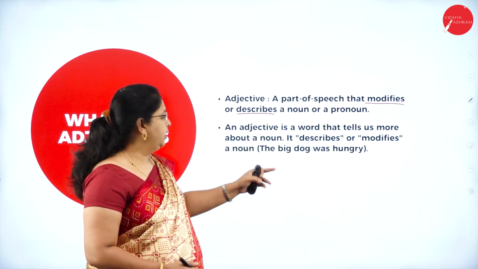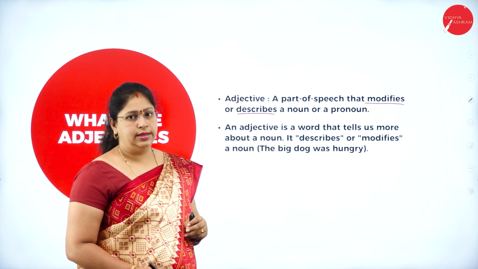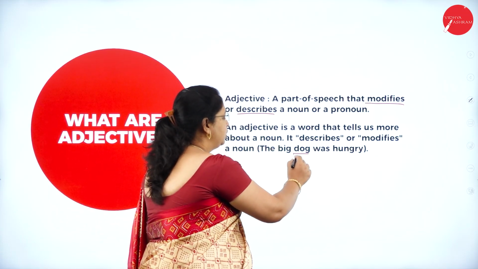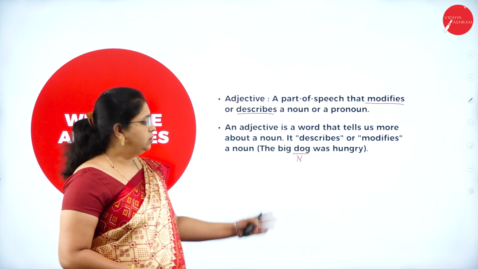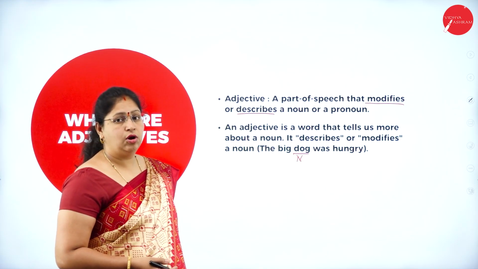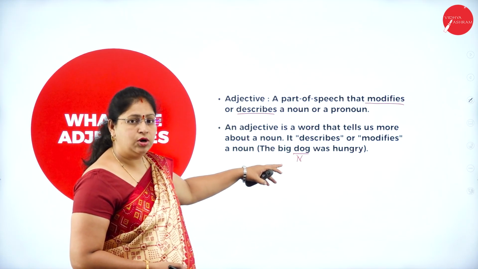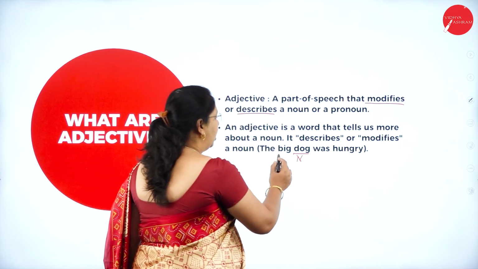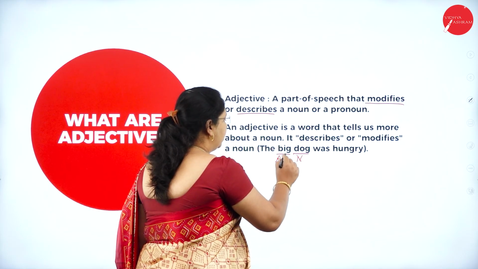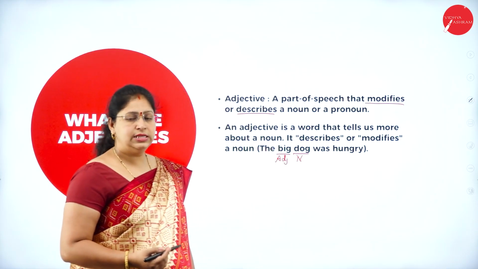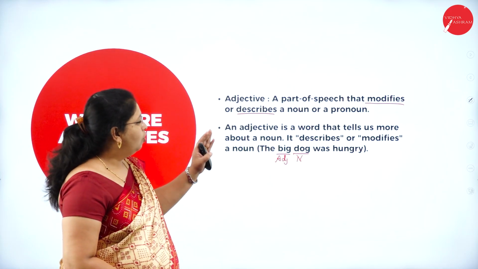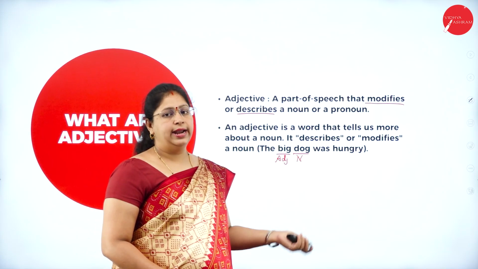See the example here, the big dog was hungry. Which is the noun in this sentence? Dog is the noun, correct? It is the name of an animal. So, this is the noun. Which word modifies or describes the dog here? The word which describes or modifies the dog is big. How the dog is? Big. So, the word which modifies or describes the noun is known as adjective. Hope you have understood what is an adjective.